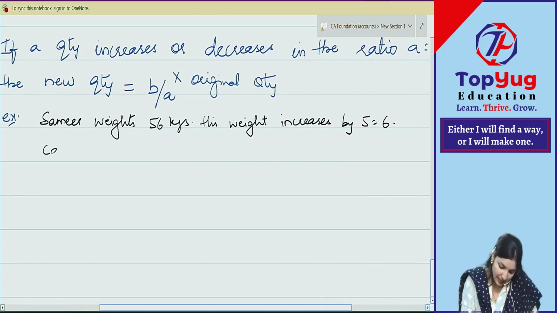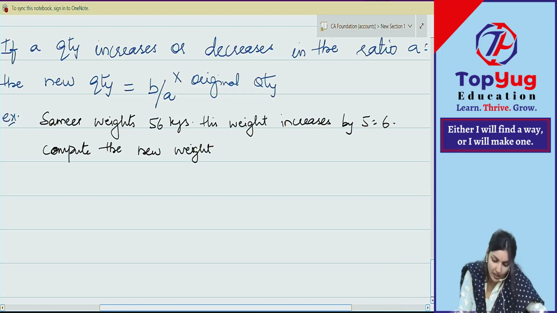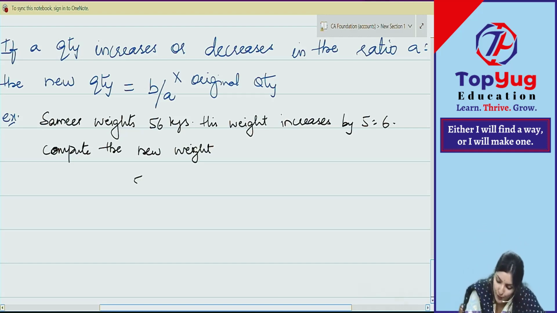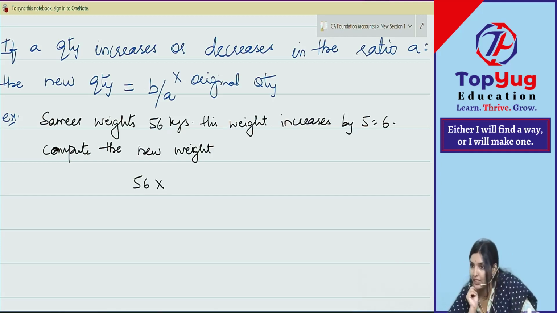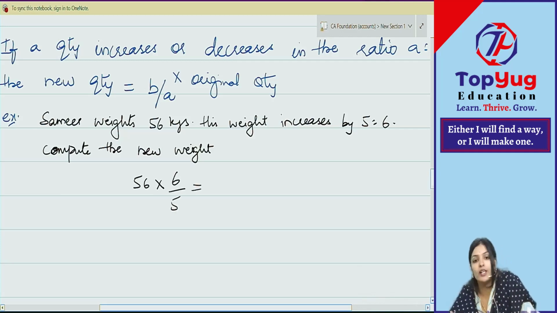Now I'll write: compute the new weight. How will we do it? 56 is the original quantity, the original weight. B by A, did I write that in the formula? What is B? 6. What is A? 5. Now do it and tell me.